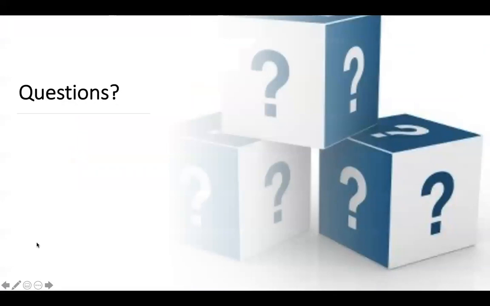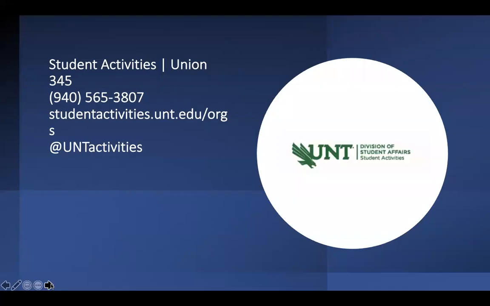So that is all I have for you today about our new org process. If you do have any questions, don't hesitate to reach out to Student Activities. We are located in Union 345, but you can also see our phone number there. Our website, like I mentioned, studentactivities.unt.edu/orgs is going to be a really, really great resource for you to utilize throughout this new org process. And even if you do become approved and become a registered organization, this will be a great place for you to refer back to a lot of information.